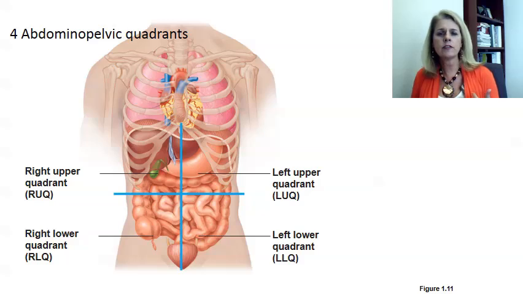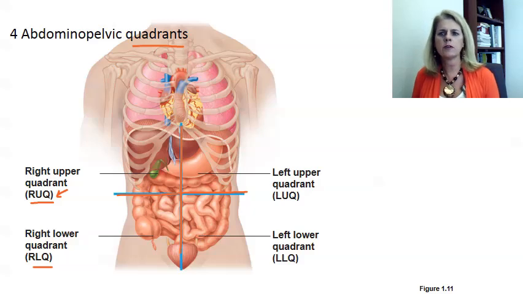Now, instead of using the 9 regions, we can also use what are called the 4 quadrants. This is where you essentially draw a line, make a plus through the belly button, the umbilical region, and basically divide it into 4 parts. Your right upper quadrant, your left upper quadrant, right lower and left lower quadrant, which we abbreviate RUQ, RLQ and so on, and you'll see this on the exam a lot.